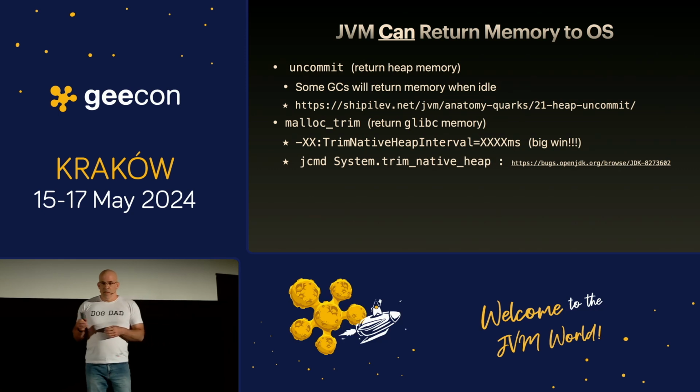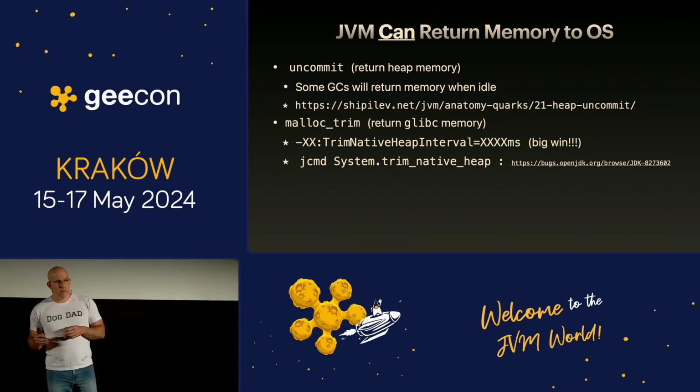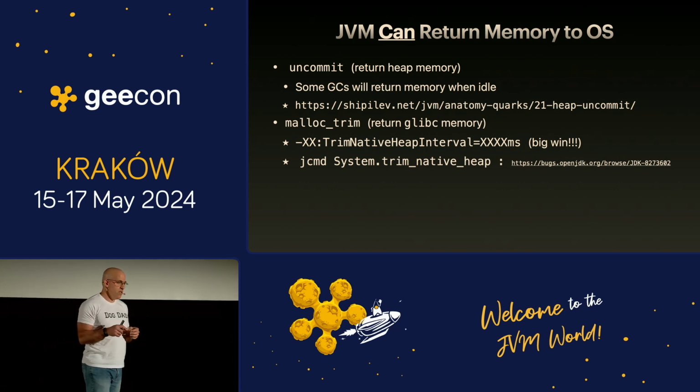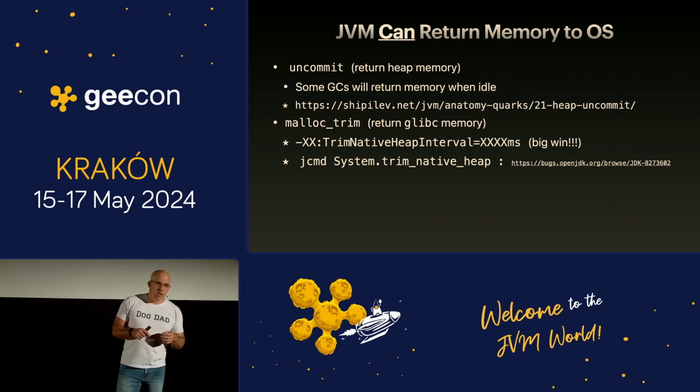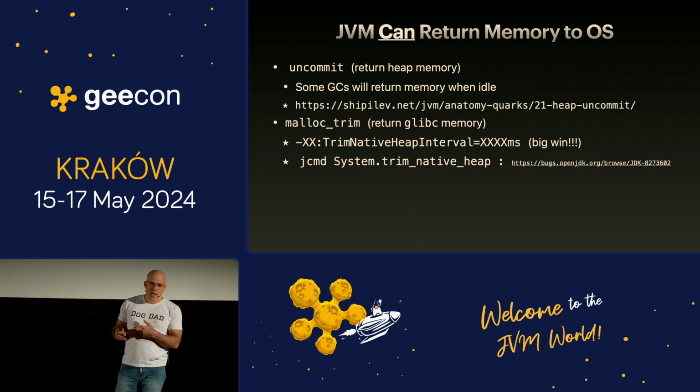The JVM can return memory to the operating system. That's a recent-ish development, especially malloc trim is recent. It always could return pages to the OS from GC, so from the heap. It is better about this now. So it does it if your application is idle. It'll try and return some pages to the OS.